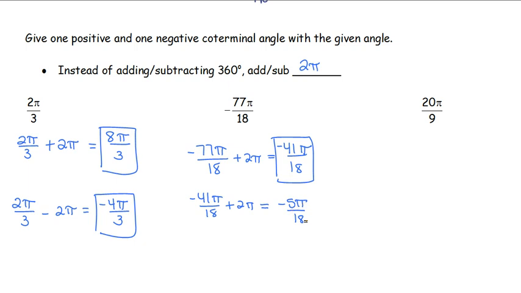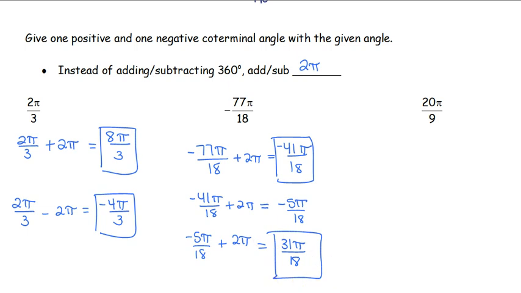So either one of those would be acceptable negative coterminal angles. Remember, there's no one right or wrong. It's just, is it a multiple? Is it one rotation around the circle? So we got to keep on going. So we take our negative 5 pi over 18 and we add 2 more pi. And when we add 2 more pi, we finally end up with a positive answer of 31 pi over 18.